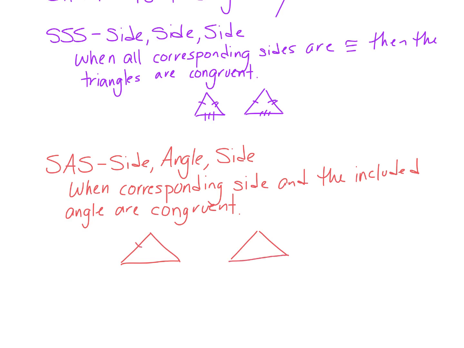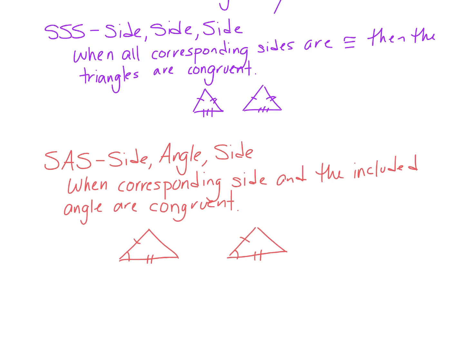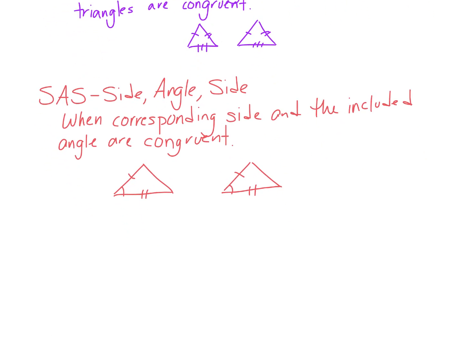So if I've got a side, an angle, and another side, a side, an angle, and another side, that angle is included between those two sides. It's being created by the sides. As long as that angle is between those two, I know they're congruent. So I want you to write that down. Then we're going to talk about why that is enough to know.